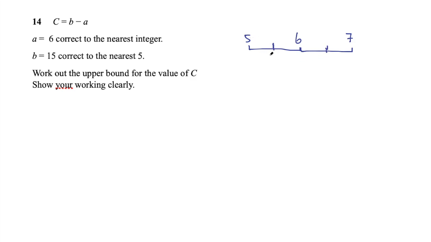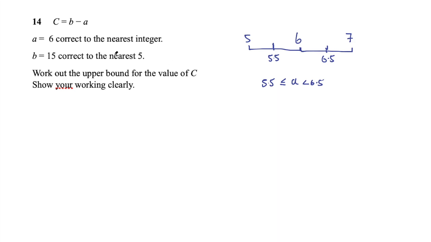So in this case, we've got 5.5 is halfway between 5 and 6, and 6.5 is halfway between 6 and 7. And then we need to write A is less than 6.5. It's not going to equal 6.5 because 6.5 itself would round up to 7. It's just less than 6.5. And it's greater than or equal to 5.5 because 5.5 would round up to 6.